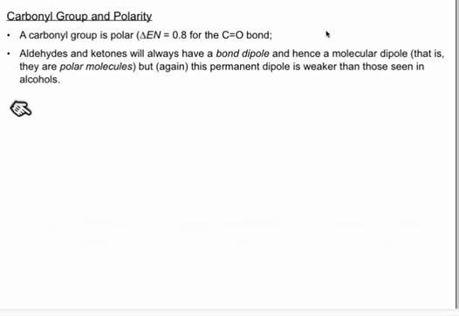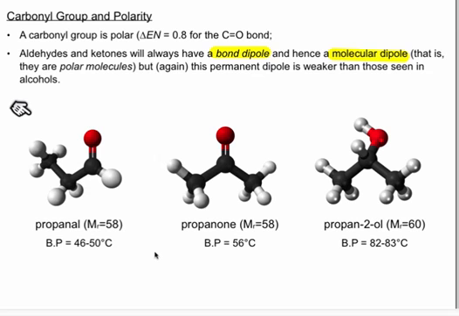Finally, carbonyl group and polarity. So a carbonyl group is polar, not surprising. The C double bond O is a polar bond. Delta EN is about 0.8. And so aldehydes and ketones will have a bond dipole and hence a molecular dipole. So they're polar molecules. Aldehydes and ketones will have a higher boiling point than alkanes of roughly the same molecular mass because they're polar. So that polarity is going to make the force of attraction between molecules stronger.